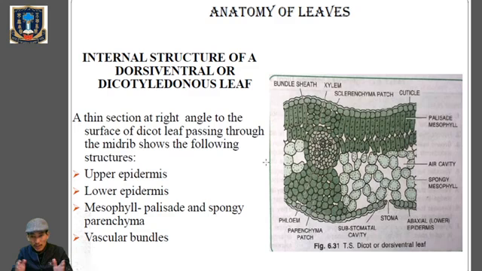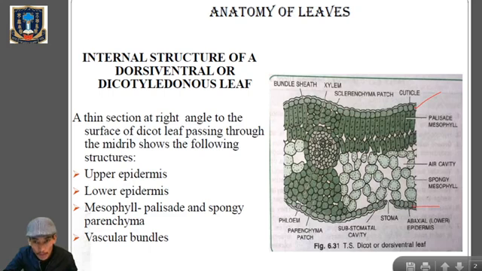Clear? Okay, so when we go through the thin section of this dorsiventral or dicotyledonous leaf, while passing through the midrib, we can see the following structures. We can see the presence of the upper epidermis and the lower epidermis. Now the upper epidermis is covered by a thin layer of cuticle. And the lower epidermis may contain cuticle, or the cuticle may be absent.